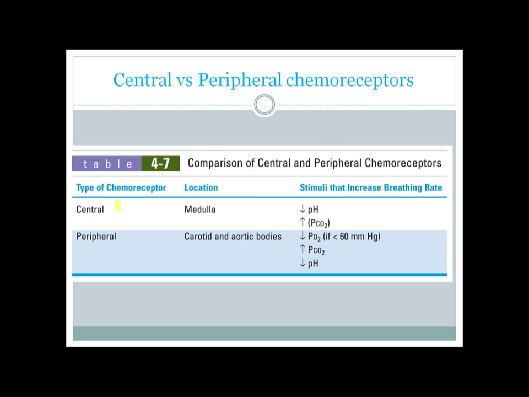So here I have shown you some contrast between the central and the peripheral chemoreceptors. The central chemoreceptors are actually situated in the medulla, and the most important stimulator of the central chemoreceptor is increased partial pressure of carbon dioxide, indirectly, which causes an increase in hydrogen ion, leading to a drop in pH, which ultimately stimulates the medullary respiratory center.